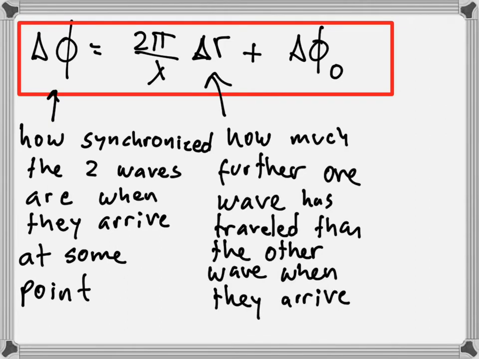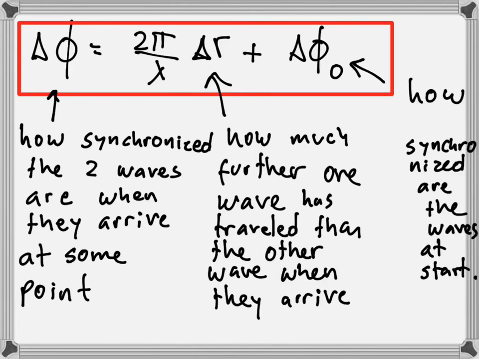The delta r term here has to do with how much further one wave has traveled than the other wave when they arrive at that location in space. So the difference in path length measures that. How synchronized the waves arrive at some point in space, delta phi, clearly depends on how much further one wave traveled with respect to the other one. The fact that the waves travel different distances means that when they arrive, they're not necessarily synchronized with each other. Then the last term, delta phi naught, tells us how synchronized the waves are at the start of their journey.